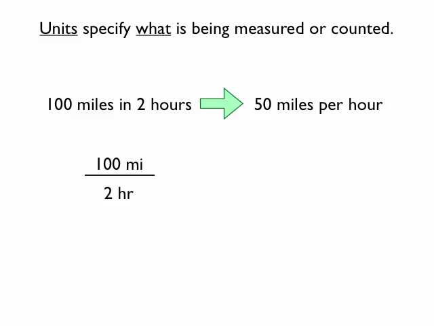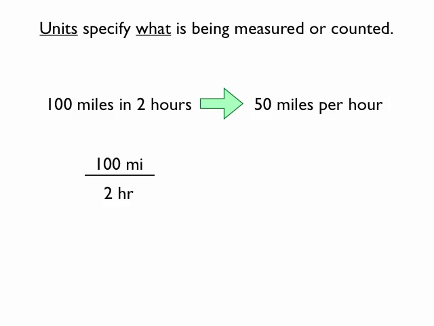Notice that we show the units clearly using abbreviations to save time. Also notice that we use the same abbreviation whether a unit is singular or plural. MI can mean mile or miles, and HR can mean hour or hours.